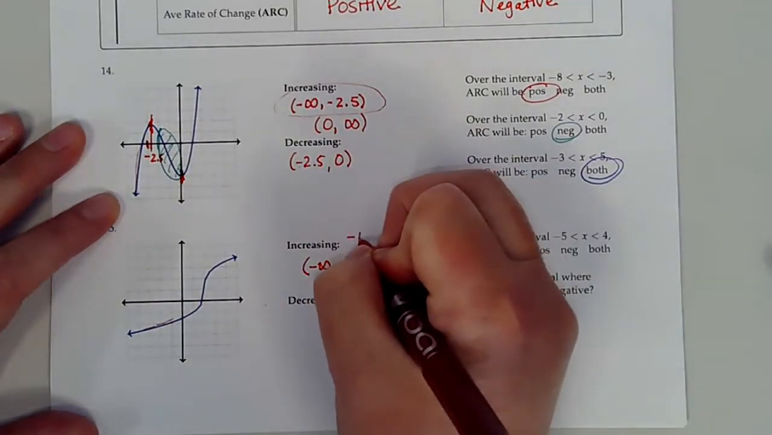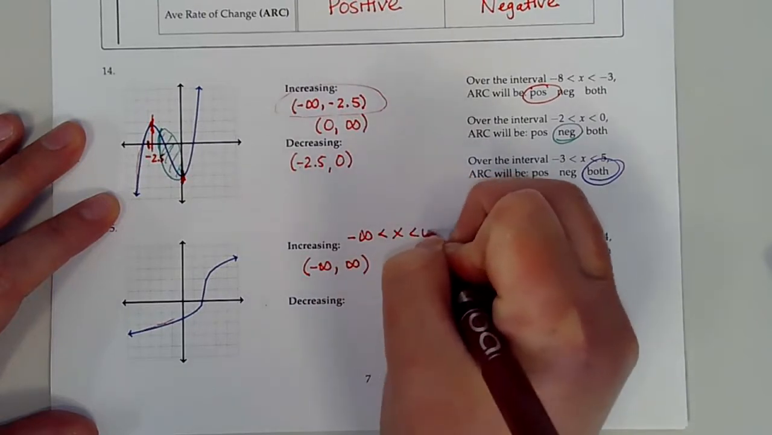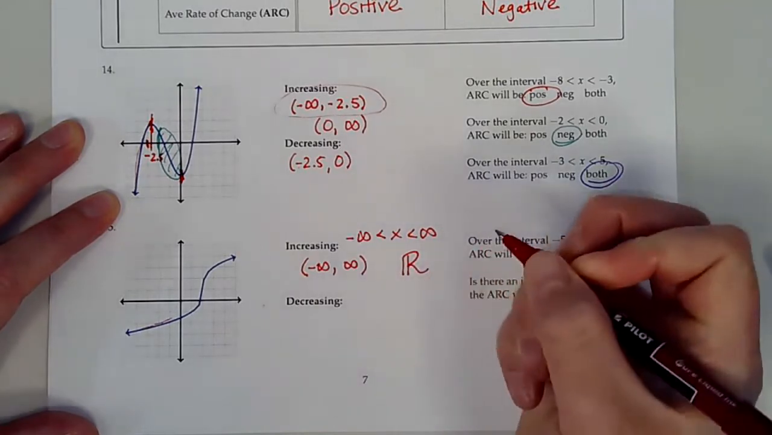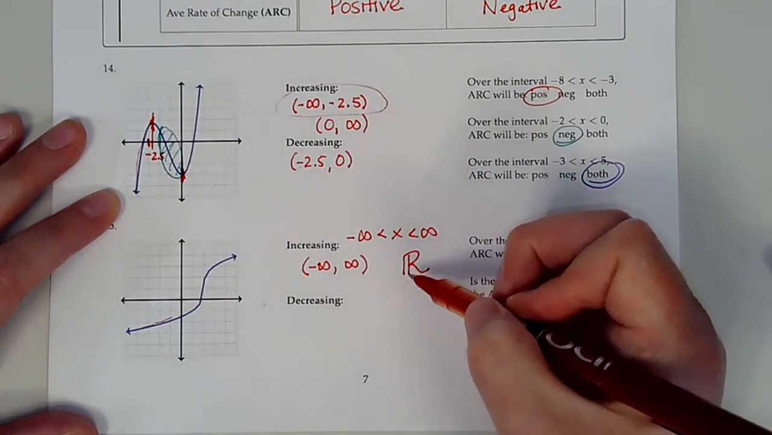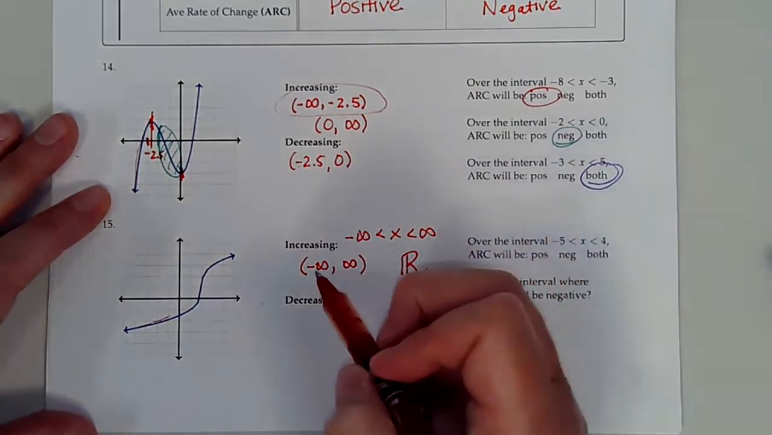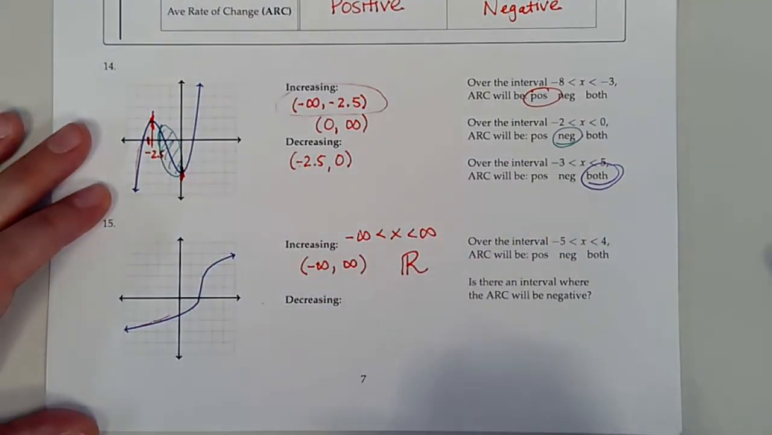You could write that with inequalities like this. Or you could also say that it's all real numbers. If you put two bars on the back edge of that R, that's the symbol for all real numbers. They're all numbers between negative infinity and positive infinity.